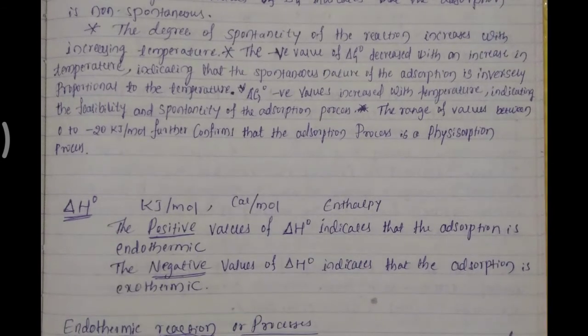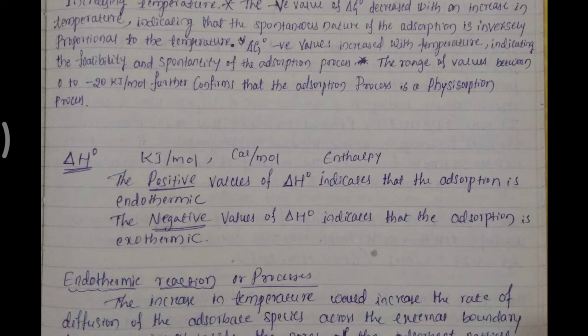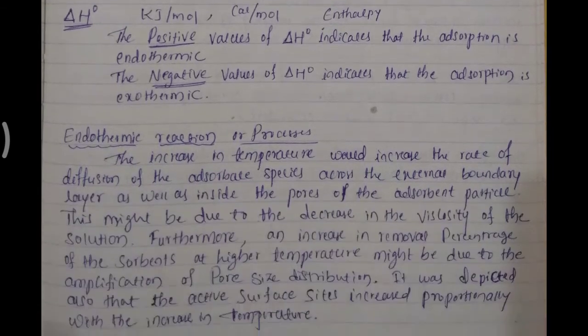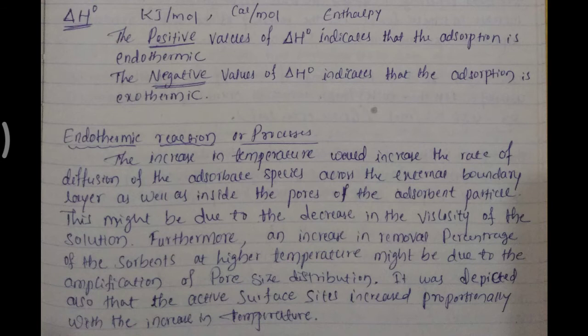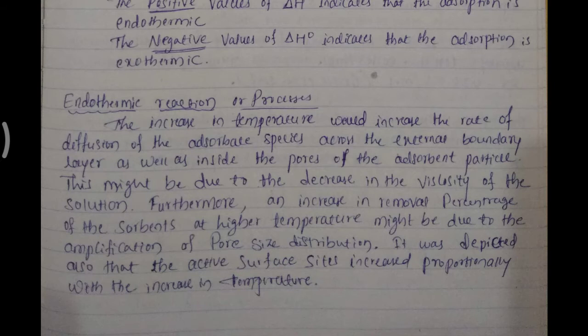Delta H naught unit will be kilojoule per mole, also calories per mole, enthalpy. The positive value of delta H naught indicates that the adsorption is endothermic. The negative value of delta H naught indicates that the adsorption is exothermic. Positive means endothermic, negative is exothermic. Endothermic reaction, the explanation you can see here: the increase in temperature would increase the rate of diffusion of the adsorbate species across the external boundary layer as well as inside the pores of the adsorbent particle. This might be due to the decrease in the viscosity of the solution.